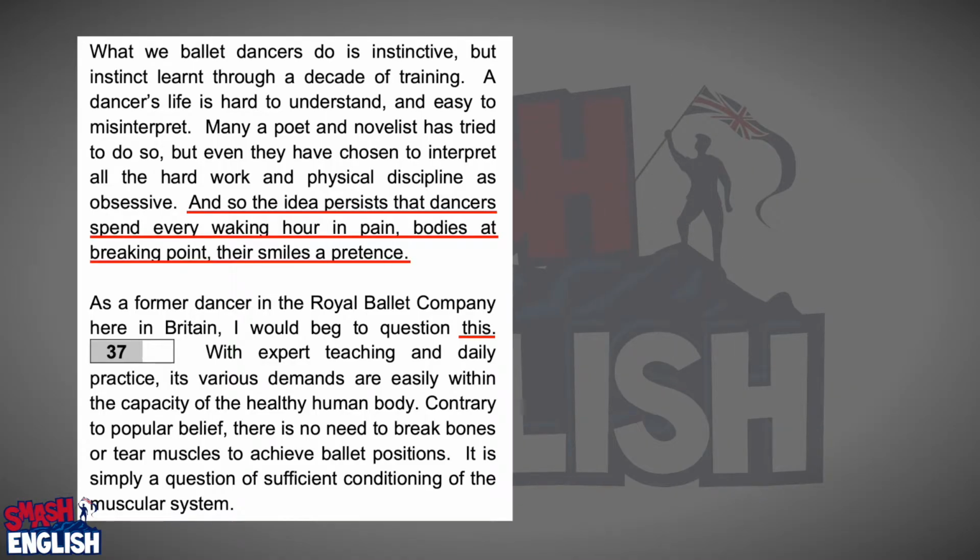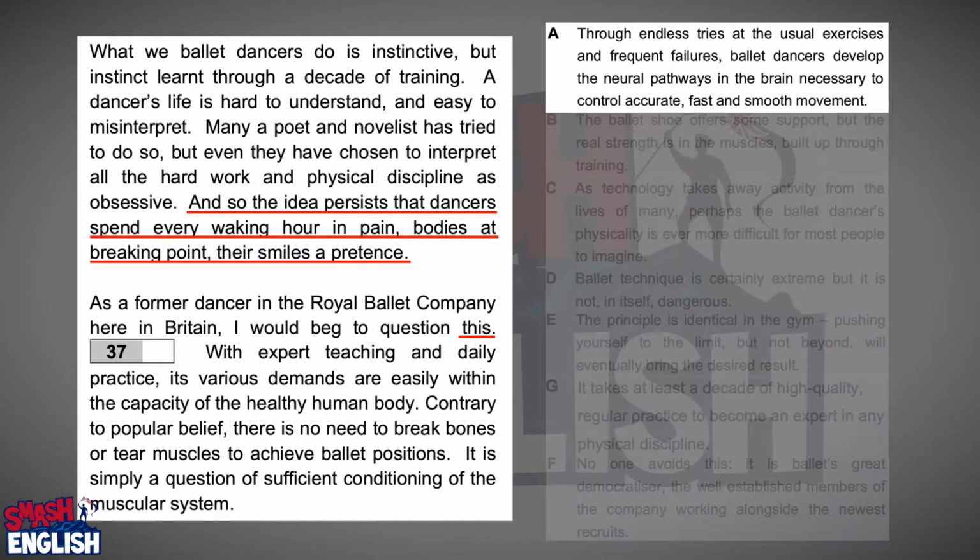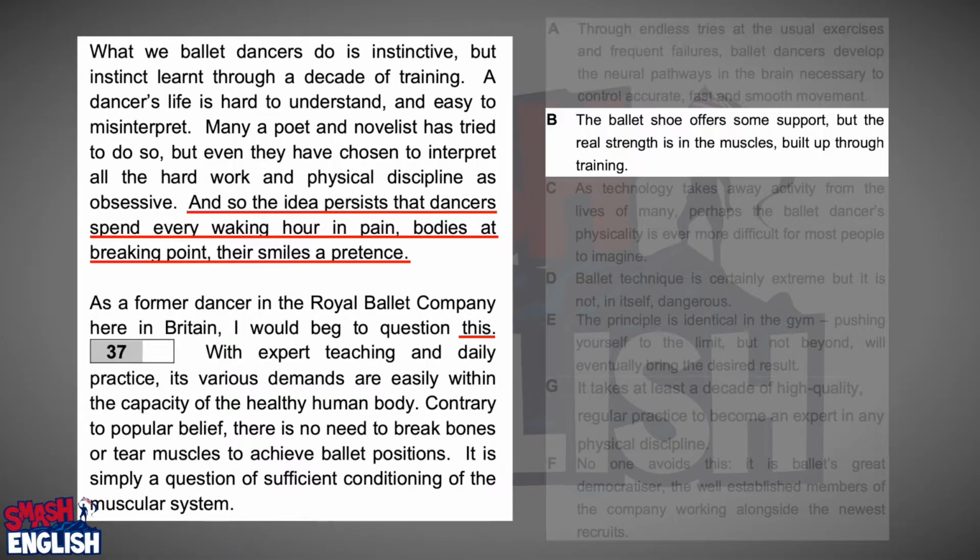This refers to the idea that dancers spend every waking hour in pain, bodies at breaking point, their smiles a pretense. In paragraph 2, the writer is disagreeing with this point of view. So which sentence here disagrees with the point of view that dancing is painful, unpleasant, and unhealthy? Could it be A? Well, A is talking about neural pathways. It's not really connected. What about B?